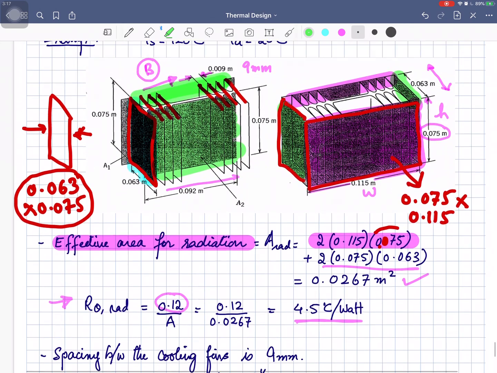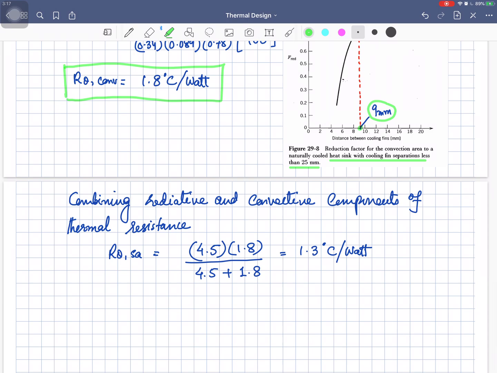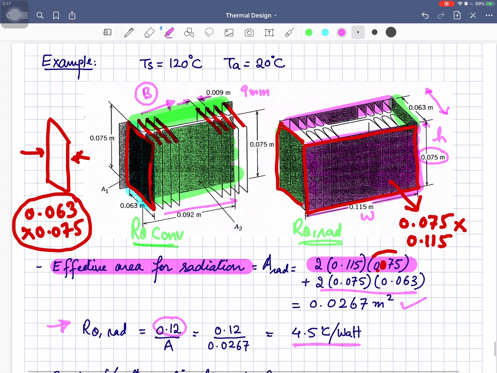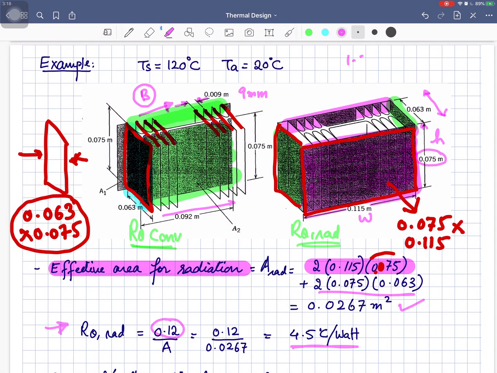And now we can look at the combined effect. We have calculated the r theta for the convection process and the r theta for the radiation process. Both of them are going to take place in parallel. So net thermal resistance will be 4.5 multiplied by 1.8 divided by 4.5 plus 1.8. That is the parallel combination of r theta for convection with r theta for radiation. So this comes out to be 1.3 degrees centigrade per watt. So 1.3 degrees centigrade per watt is the total thermal resistance of the heat sink for both of the processes, convection as well as radiation.